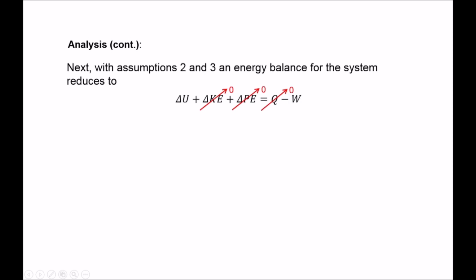Next, the energy balance for the closed system reduces to delta U plus delta KE plus delta PE equals Q minus W, where the crossed out terms cancel with assumptions 2 and 3. After rearranging the terms and solving for work W, we get W equals minus (U sub 2 minus U sub 1), which is equal to minus m times (small u sub 2 minus small u sub 1).